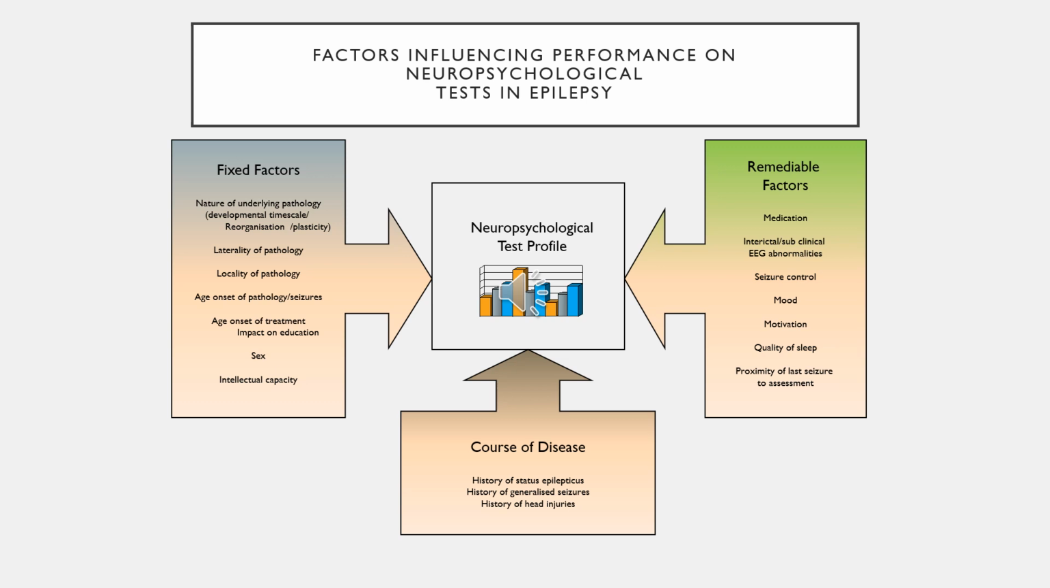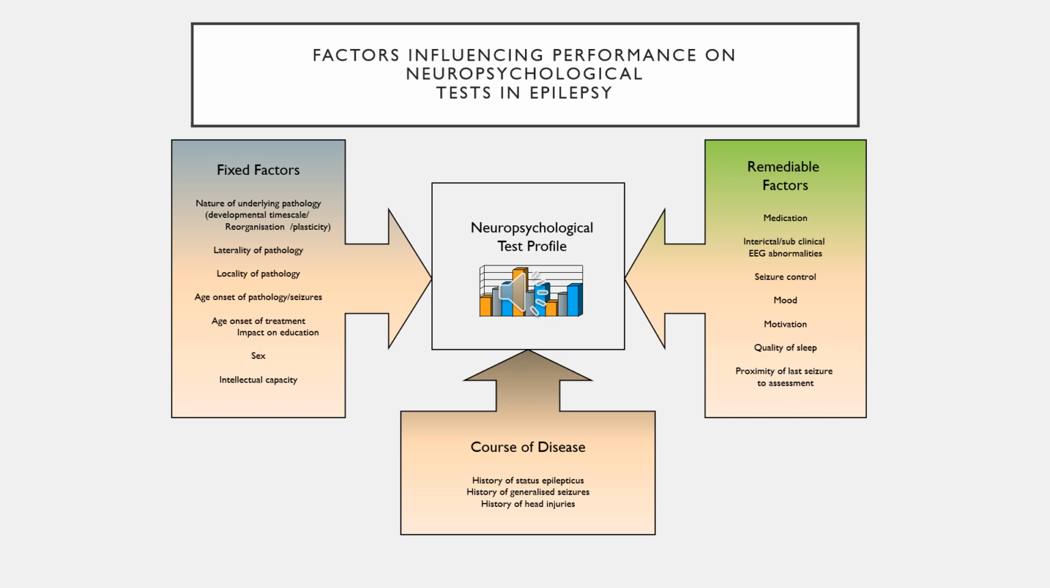So when we're looking at people with epilepsy, there are a number of factors that can influence their performance on cognitive tasks, and we can broadly group these factors into three groups. So the first group are fixed factors. These are the things that don't change, that have a more or less constant impact on cognitive function. And the first one of these would be the nature of the underlying pathology. And in particular, we're interested in its developmental timescale. So when did that pathology develop?